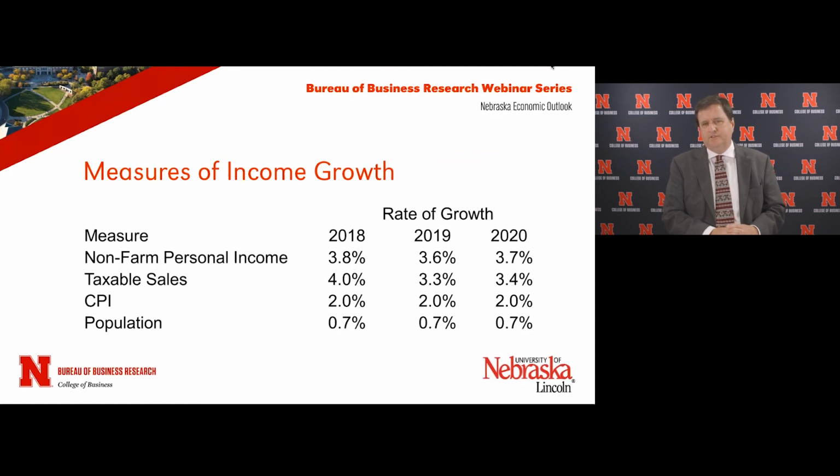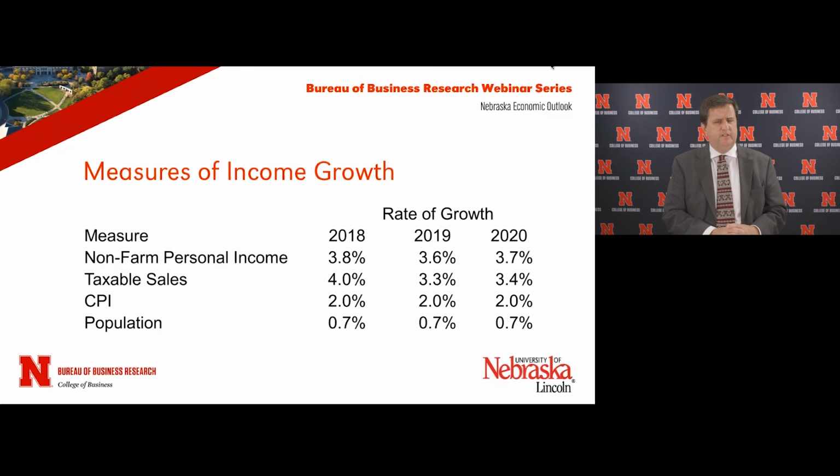So as a result, taxable sales typically grows a little slower than non-farm personal income, and we see that in 2019 and 2020. The other part of it, I suppose, is that farm income also contributes to taxable sales, and we're not expecting farm income growth during the period.